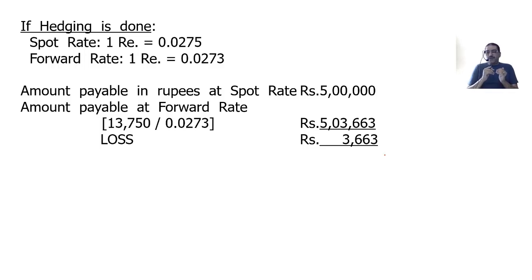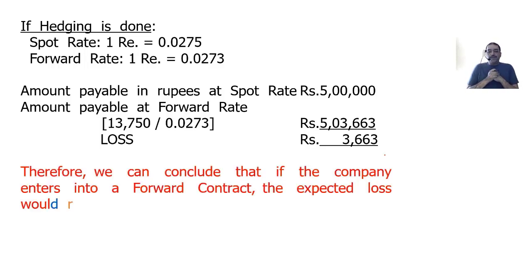Let us see how much is that profit. If the hedging was not done, the loss would have been 26,820. If the hedging is done and I enter into a forward contract, the loss is 3,663. 26,820 minus 3,663. That means actually there is a profit, there is a gain, or there is a reduction of loss by 23,157. So right now. Therefore we can conclude that.